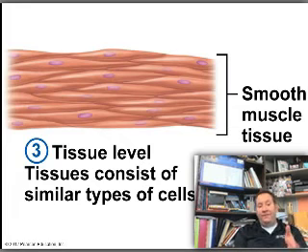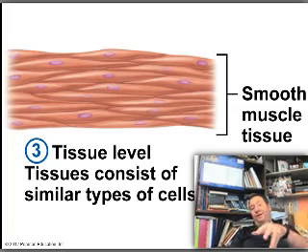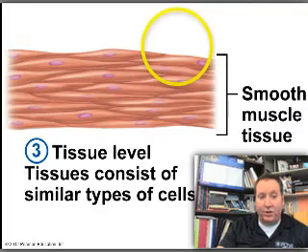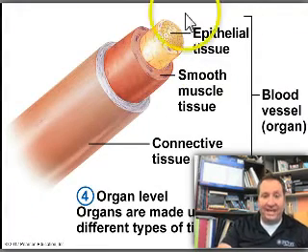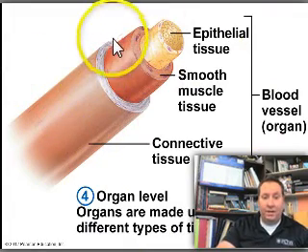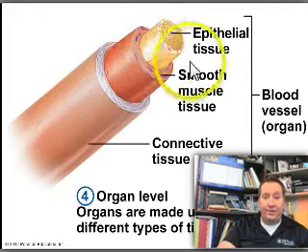If I take a group of different tissues, so I take a group of smooth muscle tissue, mix it with a group of connective tissue, add in a little bit of epithelial tissue, I'm going to wind up with what we call an organ. So a group of different tissue types joined together winds up at the organ level. This example here would be like a blood vessel. That's an organ. We can see we have connective tissue that's joined with smooth muscle that's working with the epithelial tissue as well.